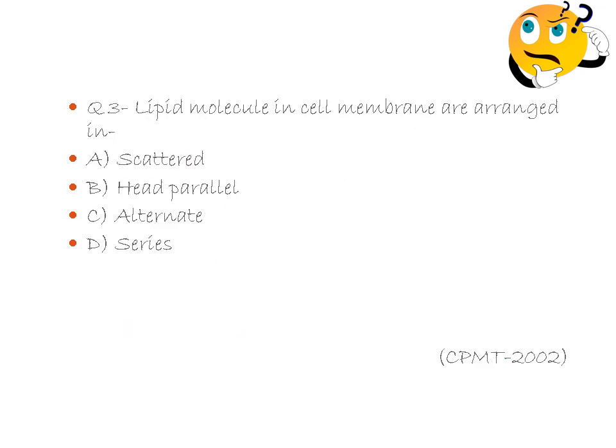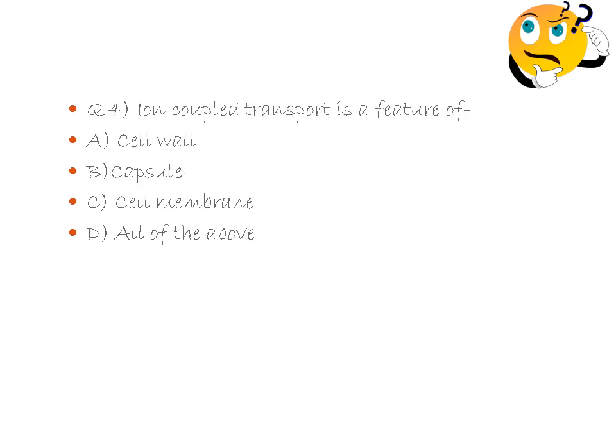Next question. Lipid molecules in the cell membrane are arranged in what pattern? A. Scattered, B. Head parallel, C. Alternate, or D. Series? The answer is head parallel. So heads are aligned and the tails are aligned and they form the bilayer. Next question. Ion coupled transport is a feature of: A. Cell wall, B. Capsule, C. Cell membrane, or D. All of the above. We have seen there was ion coupled transport. Answer is C. Cell membrane.